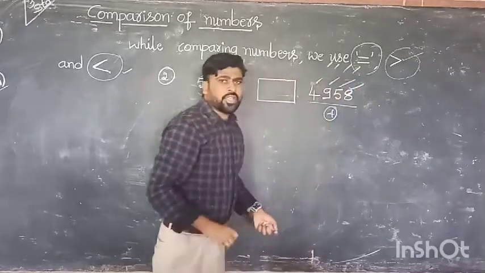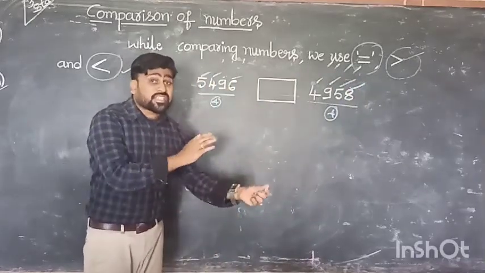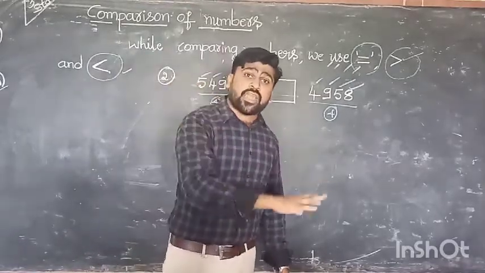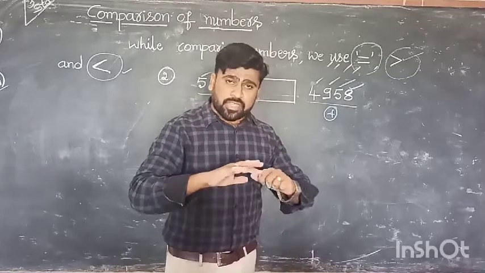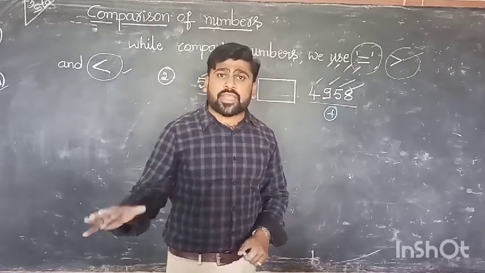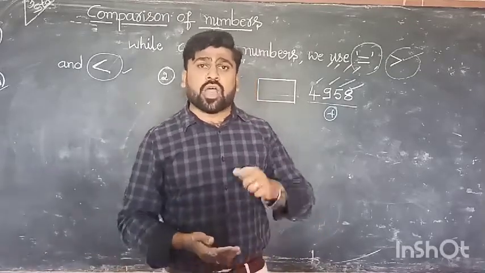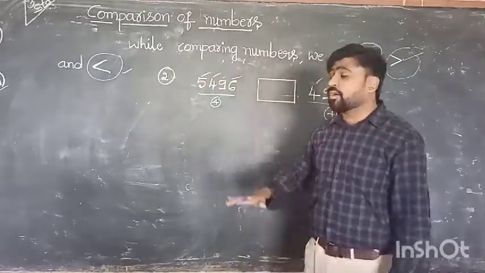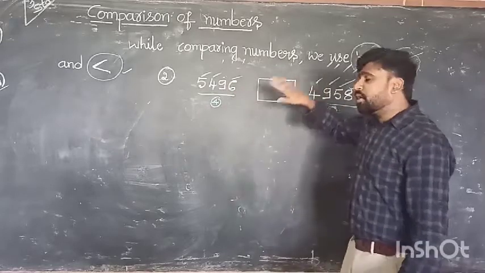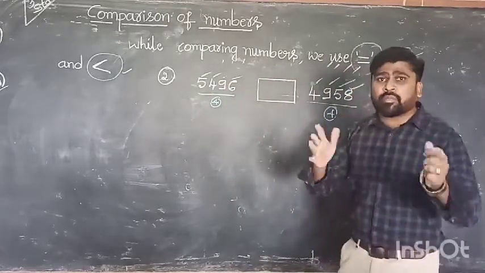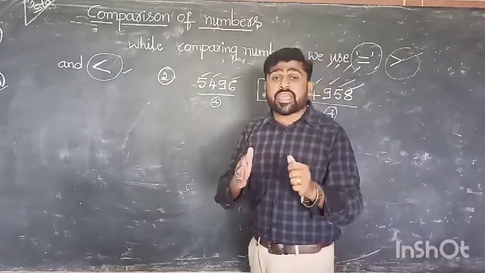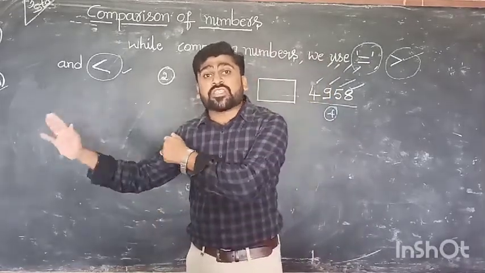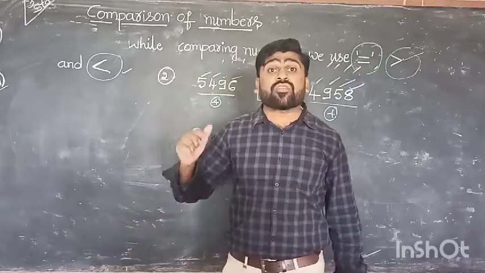1, 2, 3, 4. Regarding the previous example, the first number is a 3 digit number and the second number is a 4 digit number. You can easily tell that a 3 digit number is a small number and a 4 digit number is a big number. But regarding the second example, the first number is a 4 digit number and the second number is also a 4 digit number. We cannot identify which one is the small number and which is the big number. That time what do we have to do?